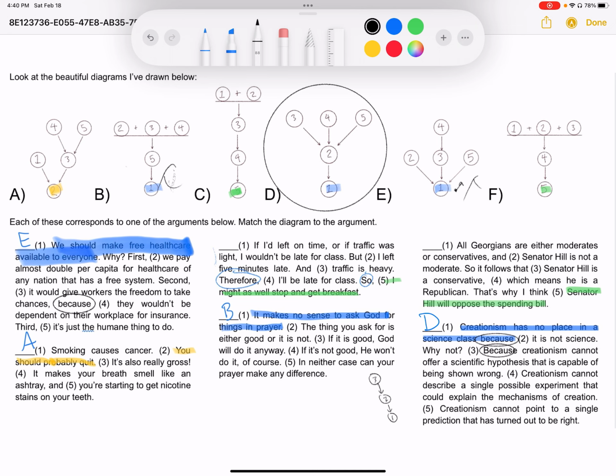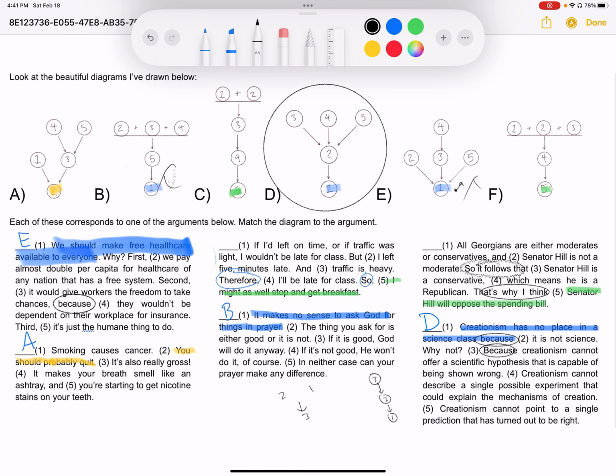It's not just the word because, the words so it follows that, and that's why I think are really handy too. So like in this one, so it follows that Senator Hill is a conservative. What follows? What follows from what? Well, 3 follows from 2 and 1, right? That means I need to have the pattern of 3 following from 2 and 1. Now maybe the 2 and the 1 are linked, maybe they're not linked. I don't know. I have to think about it a little bit further to see that, but I at least need to look for that pattern somewhere in my options.